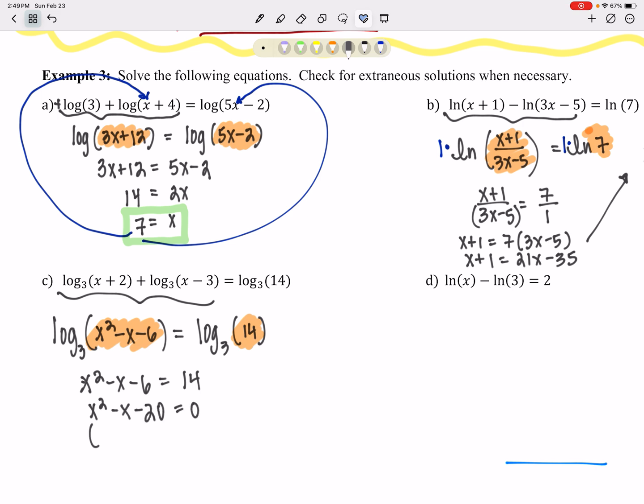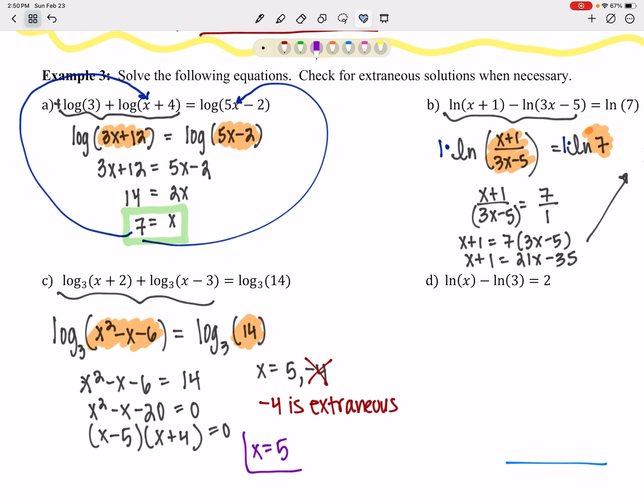I love factoring, and I know you do too. So I'm going to get two potential answers, 5 and -4. Let's make sure that both of them work. When I put a 5 back in, 5 plus 2 is positive, 5 minus 3 is positive, 14 is already positive on its own. -4 plus 2 is negative, and that rules it out right away. -4 is extraneous. So the only solution would be x equals 5. And that's the one I'm boxing. That's the only solution. x equals 5.